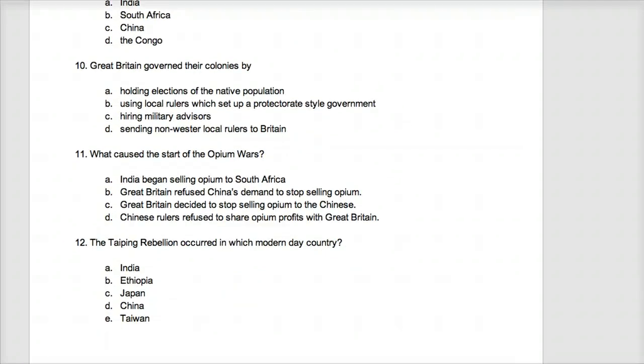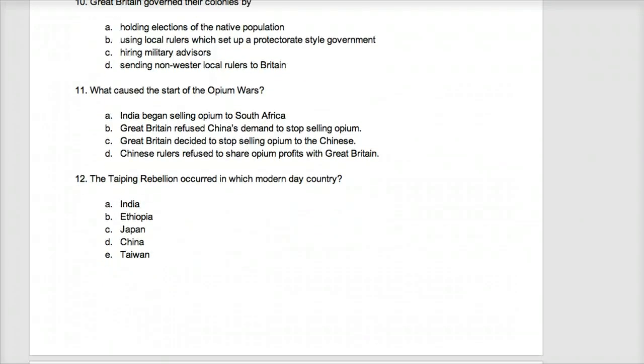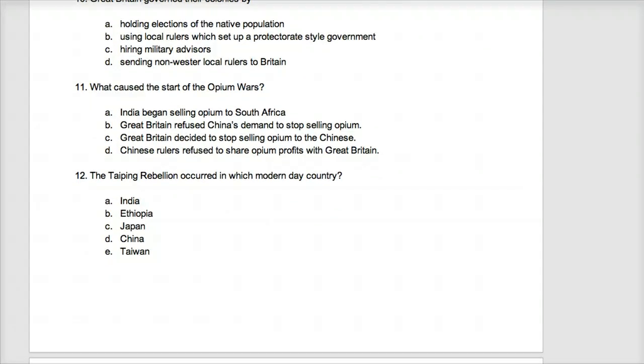10. Great Britain governed their colonies by A. holding elections of the native population, B. using local rulers which set up a protectorate-style government, C. hiring military advisors, or D. sending non-Western local rulers to Britain.